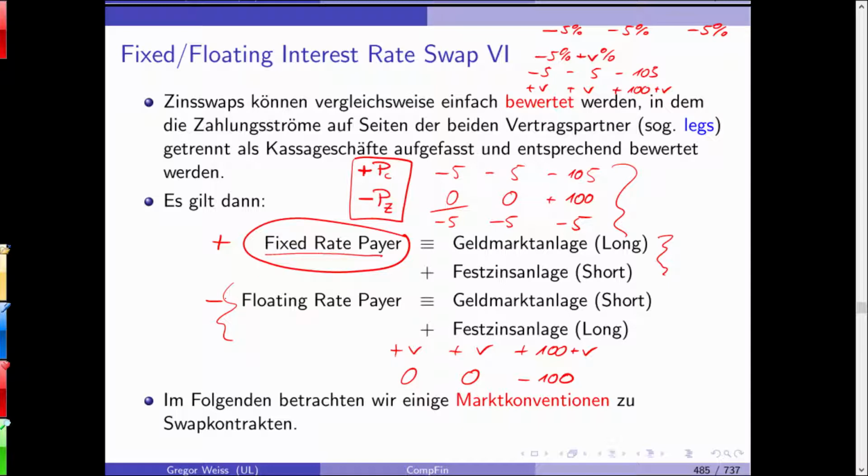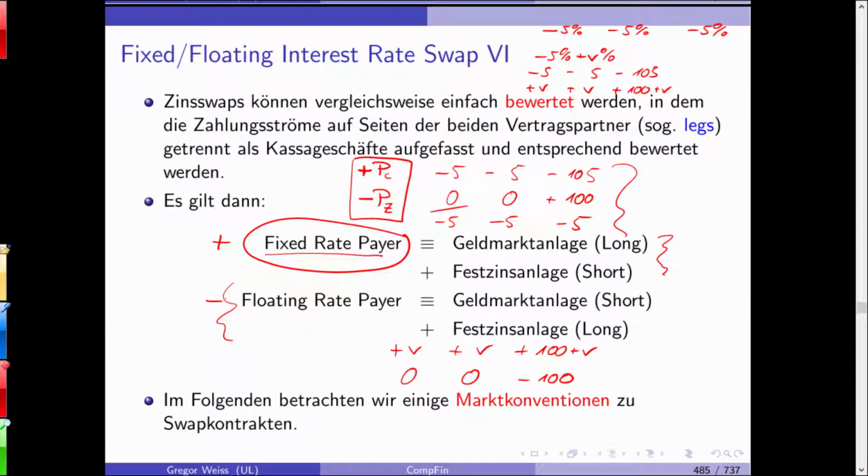Again, remember, it's not an option, but it's a derivative. A derivative is always a zero-sum game. Meaning, if one contract partner is making a profit of €1, the other party is losing €1. And obviously, the value of the swap contract to the fixed rate payer is the opposite of the value to the floating rate payer.